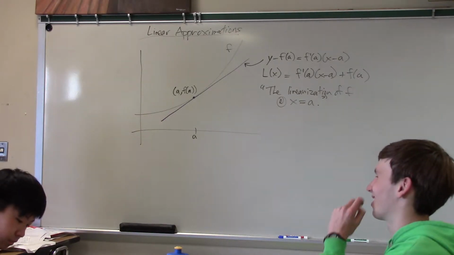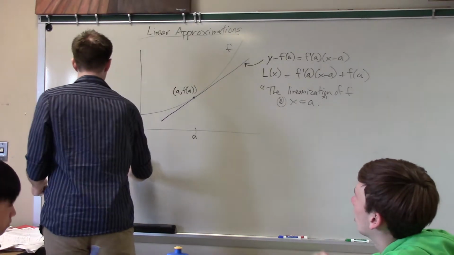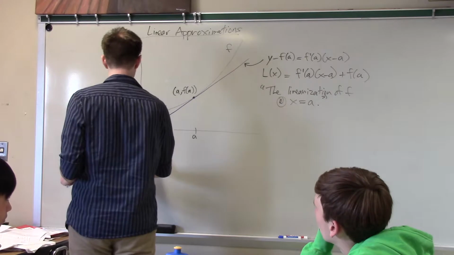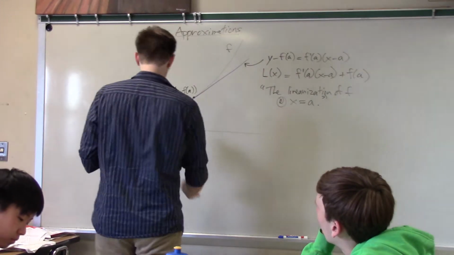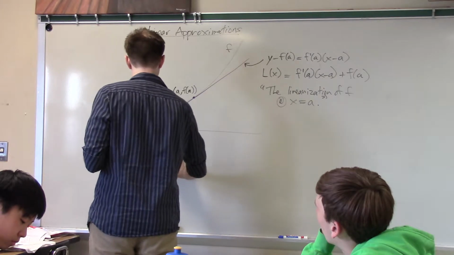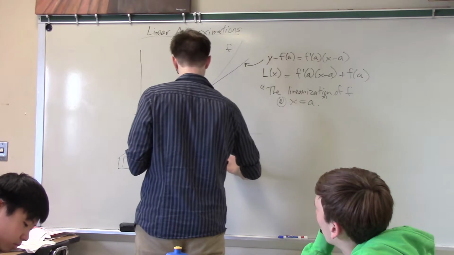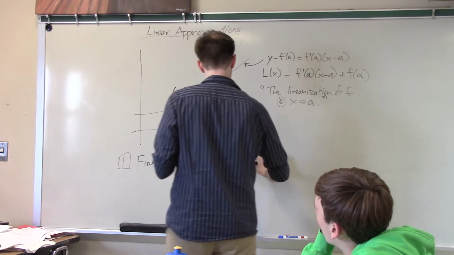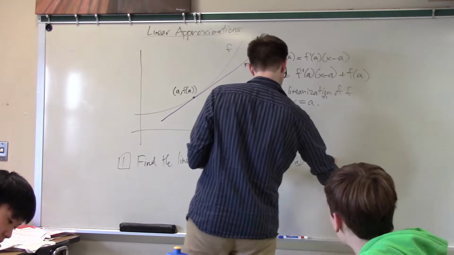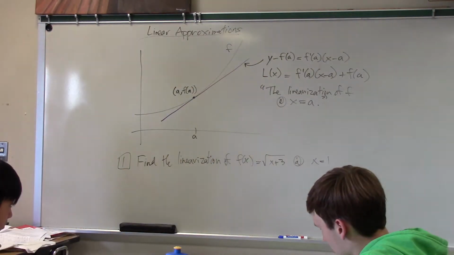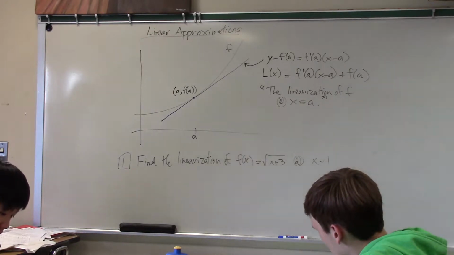All right. So, get it? Yeah, of course you do. What's not to get? Okay, problem. Find the linearization of f of x equals root x plus 3 at x equals 1. Go.